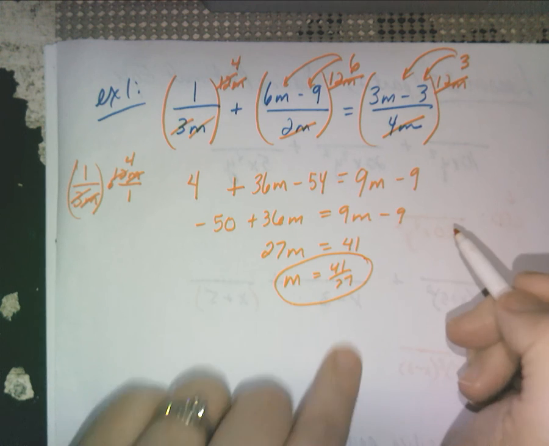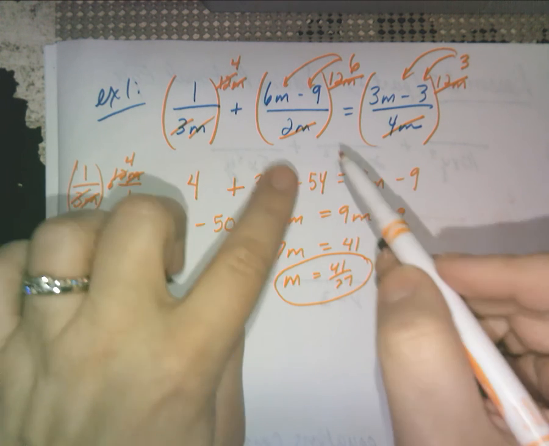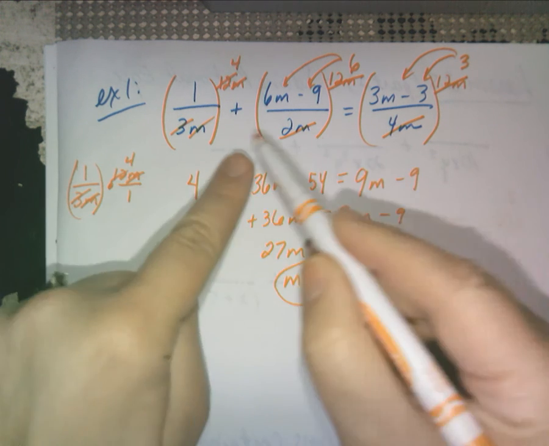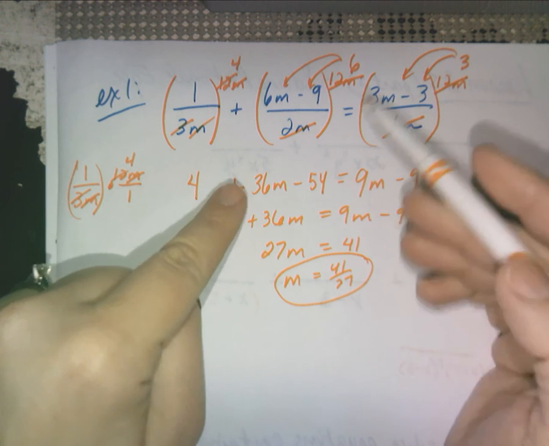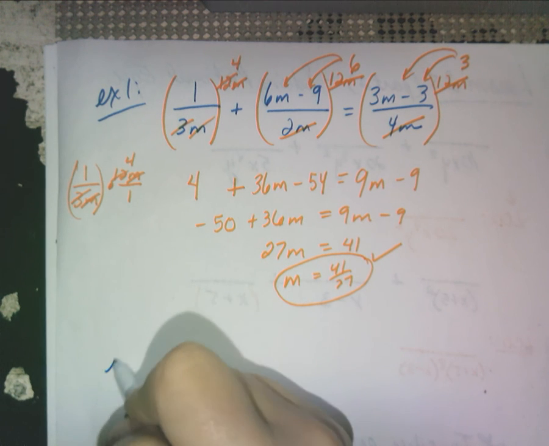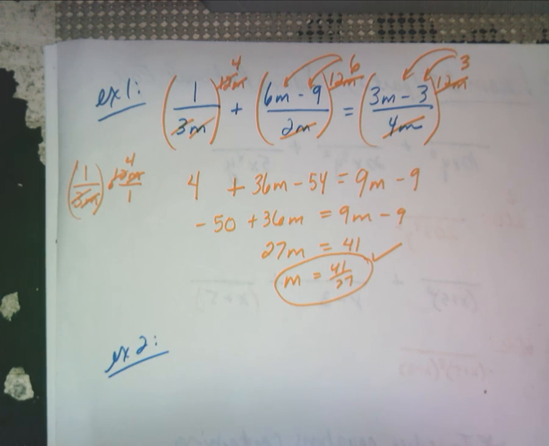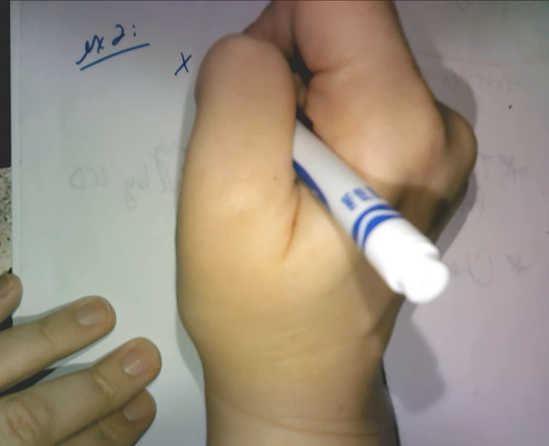Done. Question. If I plug this back into the original, and by the way, you only have to look at the denominator. Will that ever make any of these denominators 0? Plugging in 41 over 27? No. So this is not extraneous. That works. Okay. So easy peasy question right here. Let's do another example. Let's do this a little bit more challenging, not too bad.